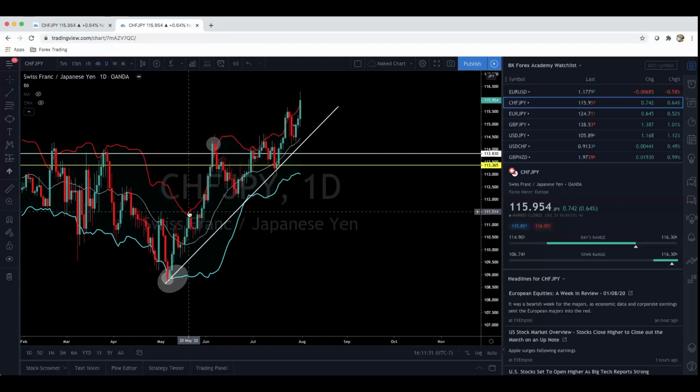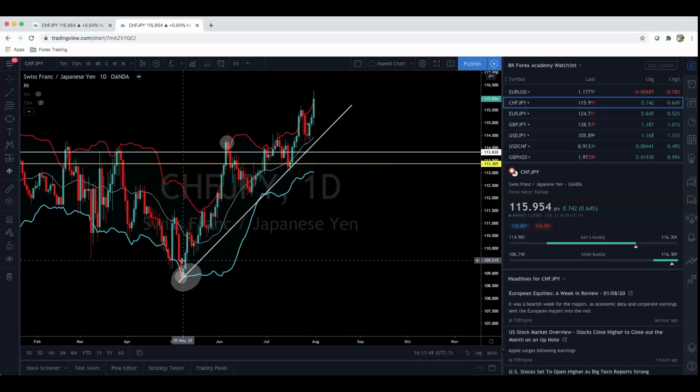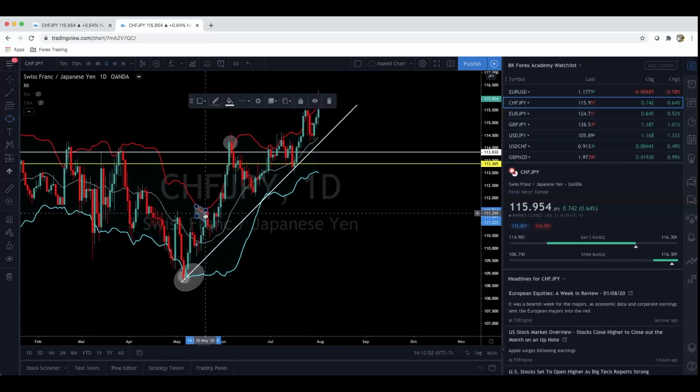Now we have two confirmations. We have the Bollinger Bands, which give us price action, and then we also have the trend. We mark the trend because we want to see if price is headed up, down, or sideways. So now we have two things on our side. We can see that price was at the bottom, at the green Bollinger Band, and it poked through to the red, which gives some traders a signal to sell.